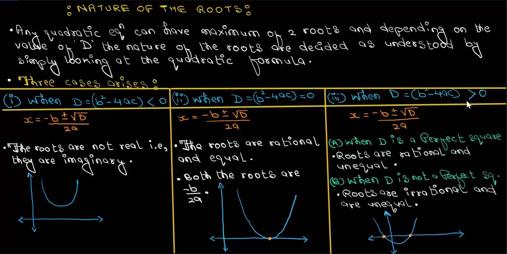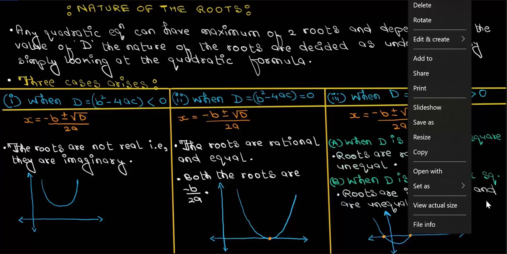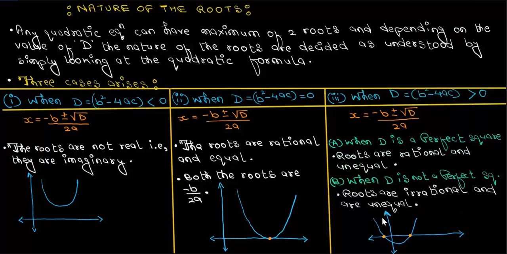Similarly, when D is greater than or equal to 0, two possibilities are there. If D is a perfect square, then roots are rational and unequal. For example, look at this diagram. Here this parabola has two roots, this point and this point. These are rational and unequal. And when D is not a perfect square, then roots are irrational and are unequal. Still roots are irrational but unequal.